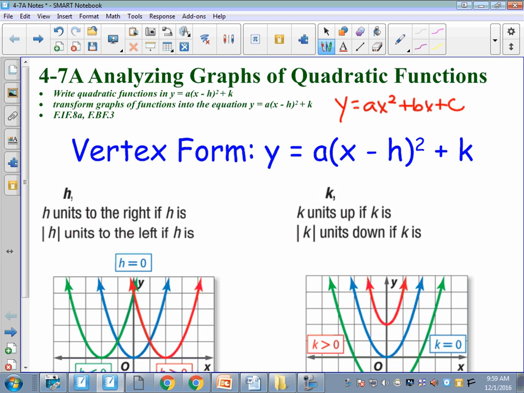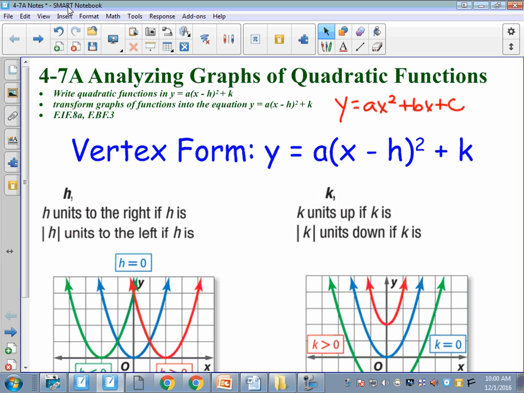Remember when we studied lines, we had 3 different forms of lines. We had y equals mx plus b, which was slope-intercept form because you saw the slope and the y-intercept. We had ax plus by equals c. That was standard form. And then we had point slope form, which was y minus y1 is equal to m times x minus x1. And within that form, you had a point and slope. So in lines, we had 3 different ways to name a line. In quadratics, we have 2. So we have standard form that we studied already, and now we're introducing vertex form. So it's a little bit different.